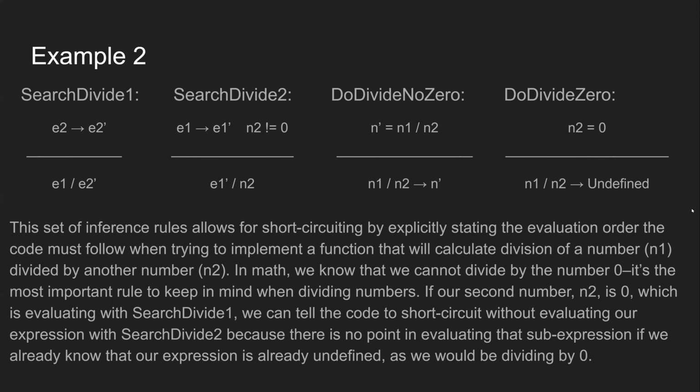And then this is a set of inference rules that allows us to do short-circuiting by explicitly stating the evaluation order the code must follow when trying to implement a function that will calculate the division of the number n1 divided by another number n2. In math, we know that we cannot divide by the number 0. It's the most important rule to keep in mind when dividing numbers. If our second number n2 is 0, which is evaluated with search divide 1, we can tell the code to short-circuit without evaluating our expression for search divide 2, because there's no point in evaluating that sub-expression if we already know the expression is undefined as we would be dividing by 0.